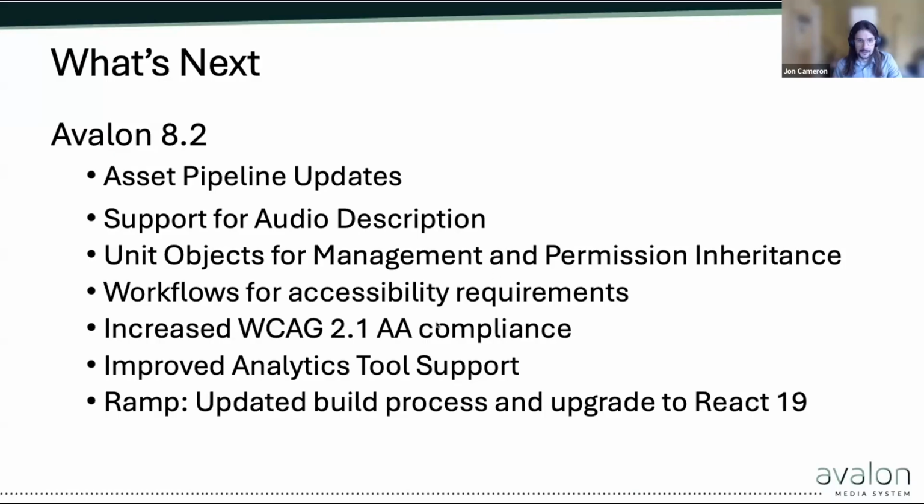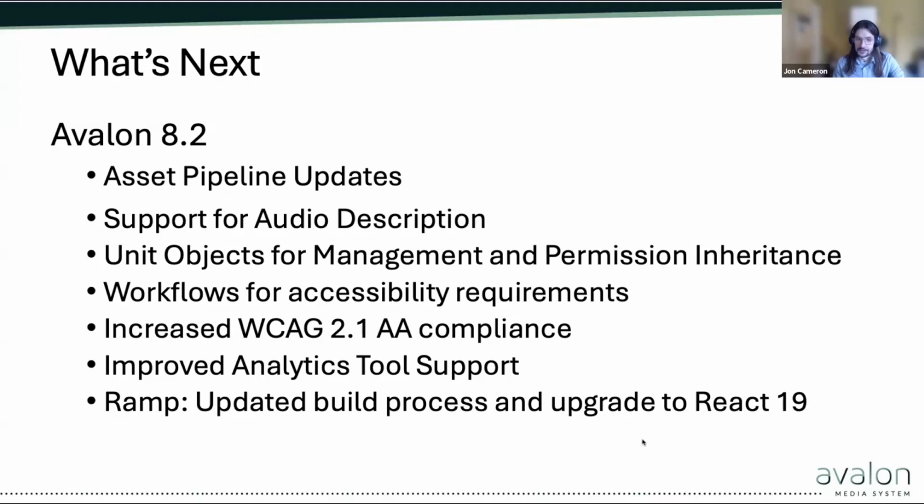And then accessibility. There's a lot that we need to continue to work on to meet accessibility requirements, both workflows to, for example, let people who are using Avalon know which of the items in the repository have transcripts or other supplemental materials that would meet accessibility requirements or not. And then again, increased WCAG compliance across the application, and hopefully eventually getting a VPAT written.